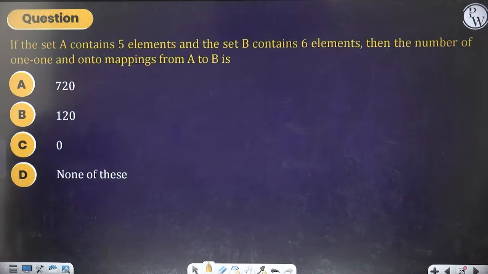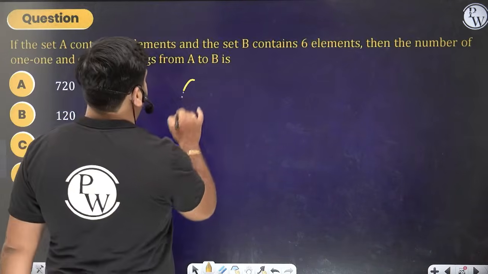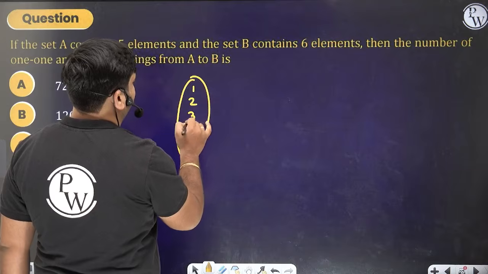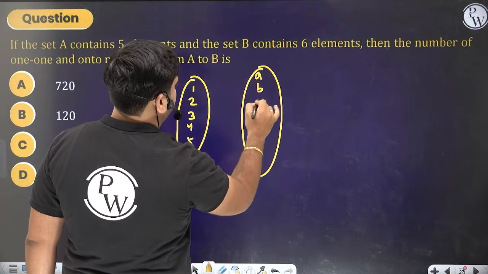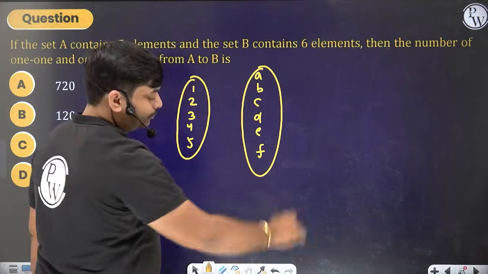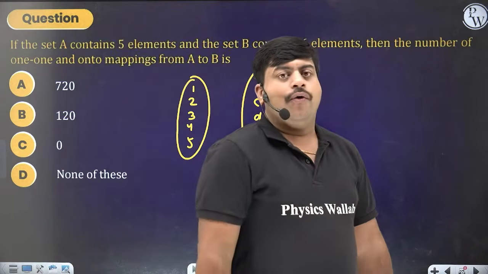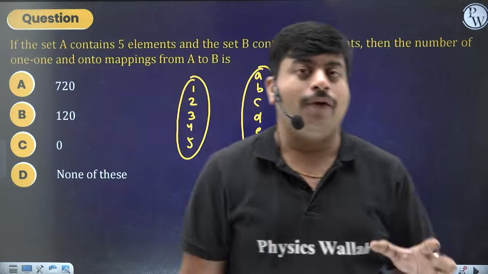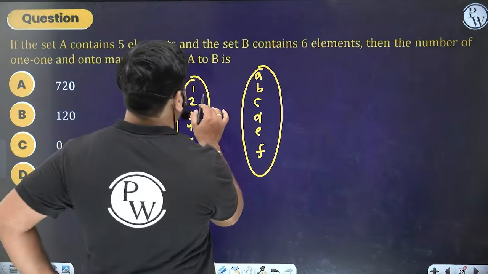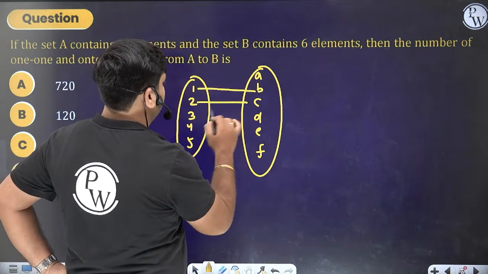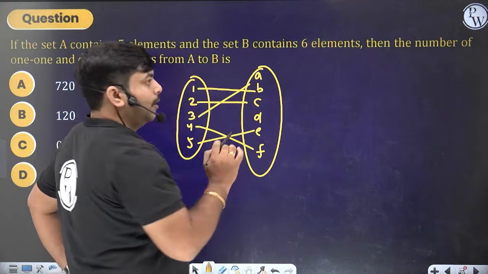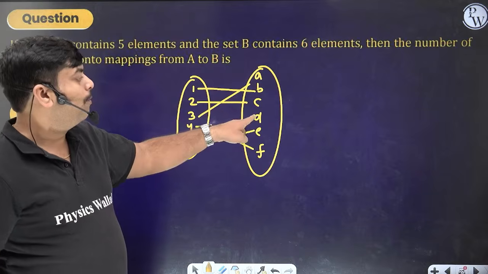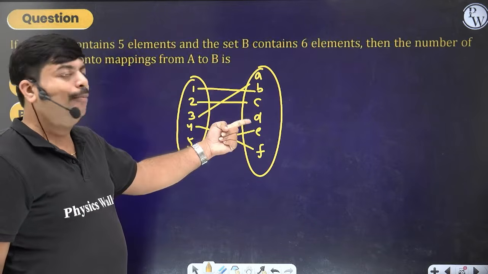One-one and onto. The set A has 5 elements: 1, 2, 3, 4, 5. Set B has 6 elements: a, b, c, d, e, f. Now, for a 1-1 function, everything should be mapped to only one. 1 to b, 2 to c, 3 to a, 4 to f, 5 to e. But there is no mapping possible for the one more extra element.